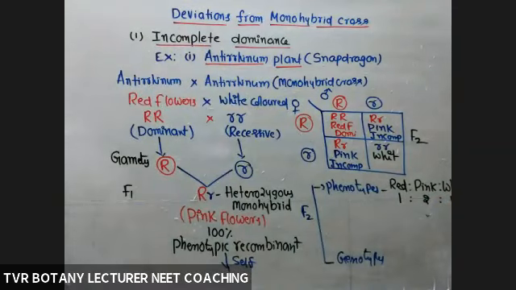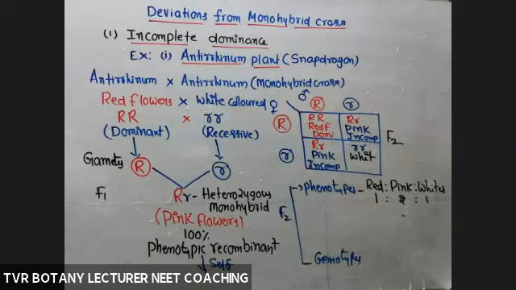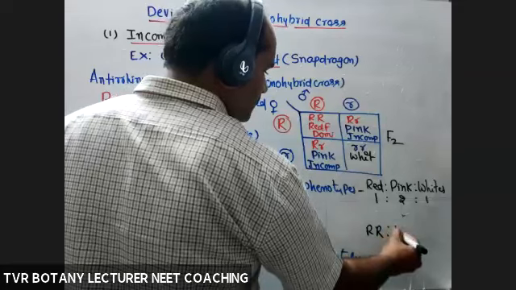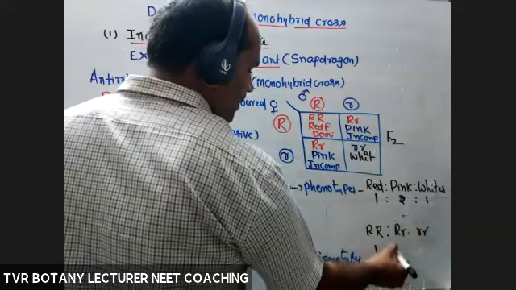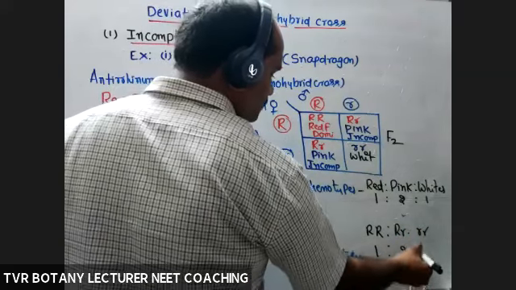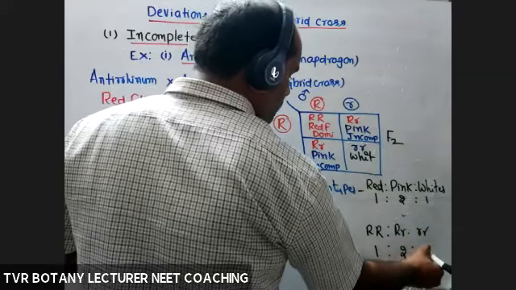So what about a phenotypic ratio here? Phenotypic ratio is 1:2:1. What about a phenotypic ratio in the case of Mendel's monohybrid cross? 3:1. But here it is 1:2:1. Next, genotypes. Capital R capital R, capital R small r, small r small r. Capital R capital R 1, capital R small r 2, small r small r 1.